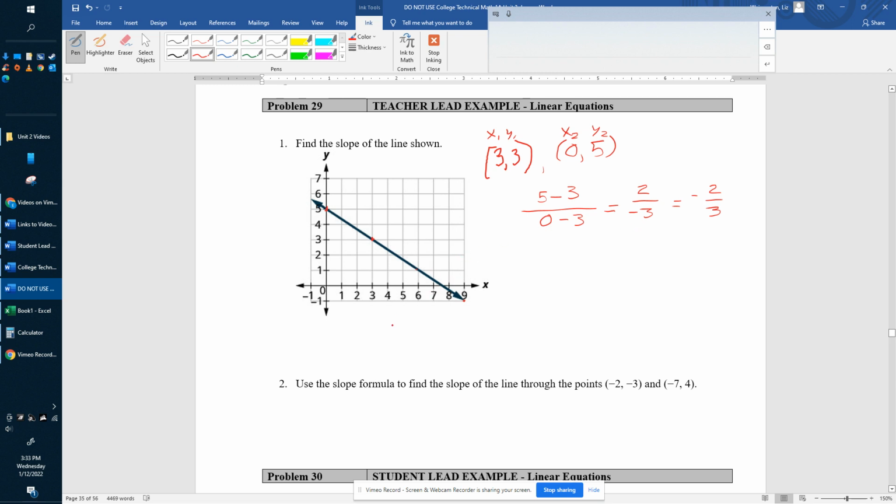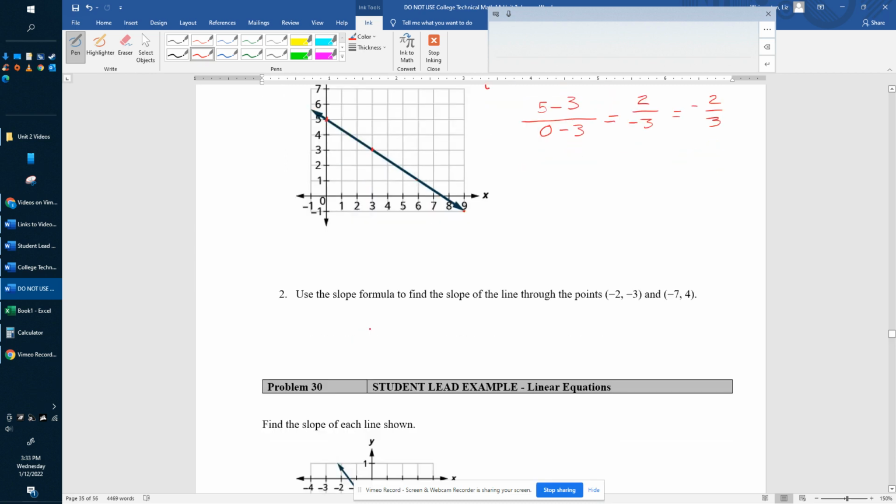Let's see if we can find the slope using these 2 points. So let's call this x sub 1, y sub 1, x sub 2, y sub 2. So sub 2 minus sub 1 over sub 2 minus sub 1. Lots of subtracting negatives in these. Yuck. So let's take a look.